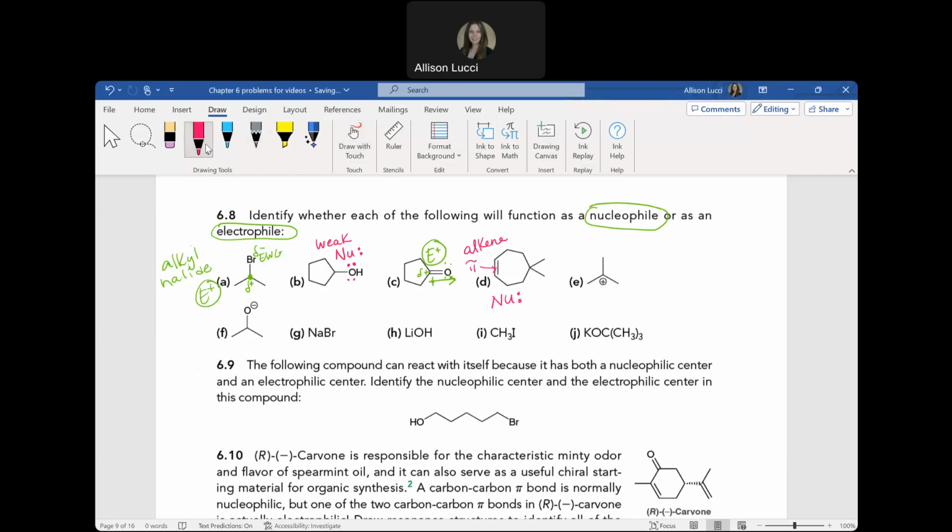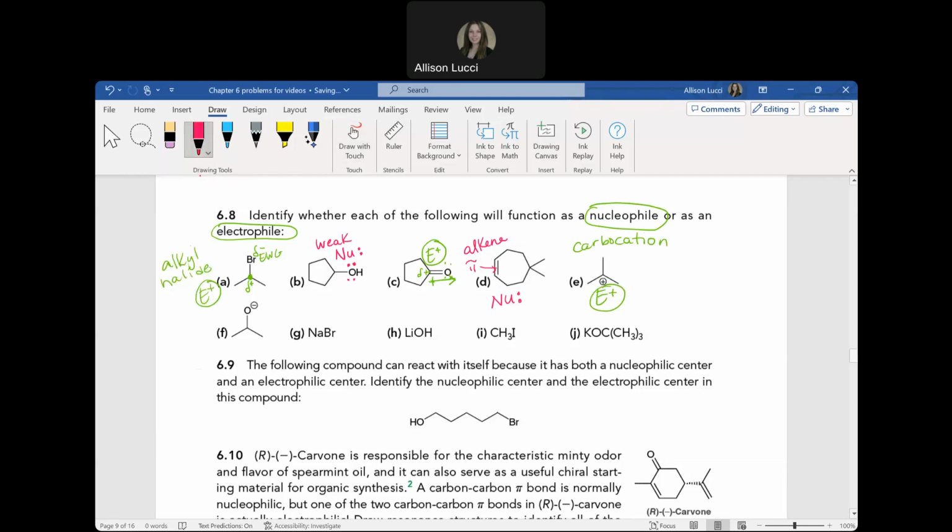Next, we have example E, which has a positive formal charge. This is a carbocation, and this would be considered an electrophile as well, right? It's very electropositive at this site, very positive formal charge, so it's seeking electrons.